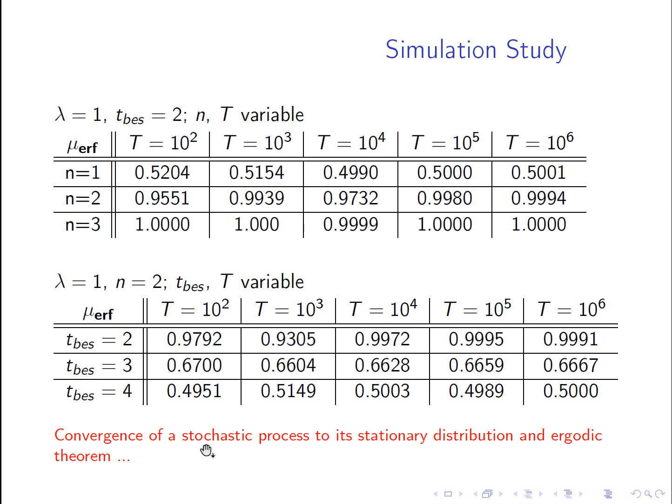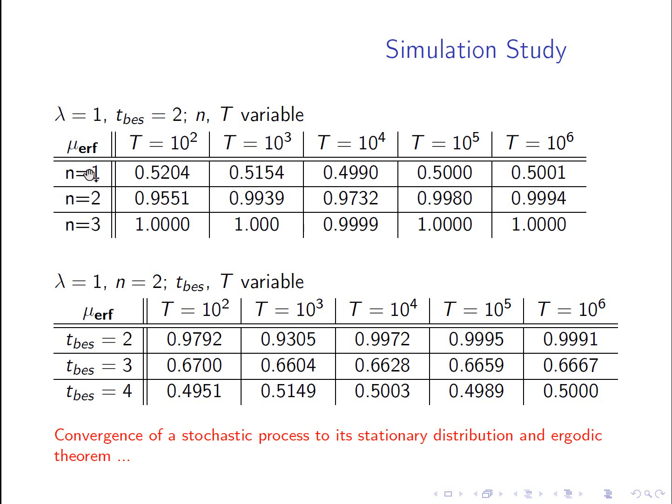Okay, what we see here is the convergence of a stochastic process to its stationary distribution, and there's also an ergodic theorem at work. If you had the introduction to Markov processes lecture, then you know what the stationary distribution of a Markov chain is, and something similar is going on here. So we have this stabilizing effect for T increasing, which means that the system approaches the stationary state or its steady state.